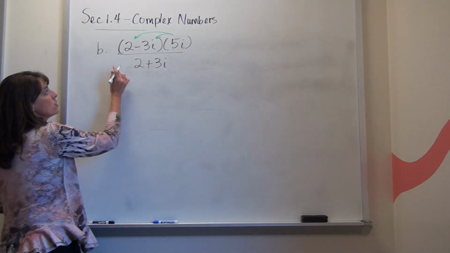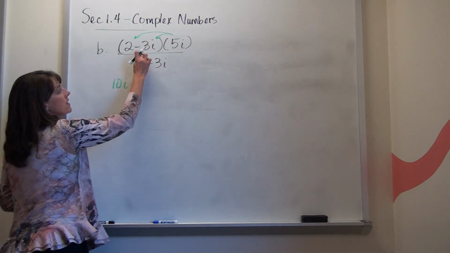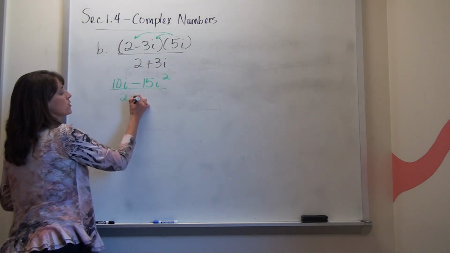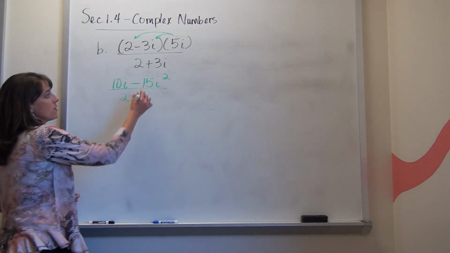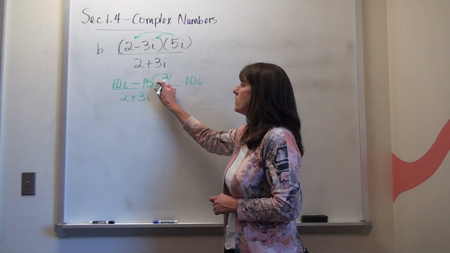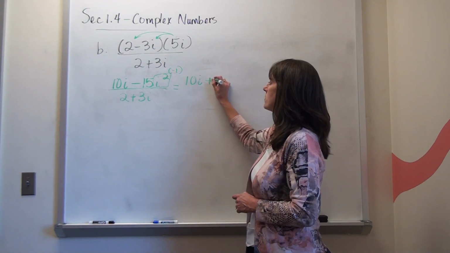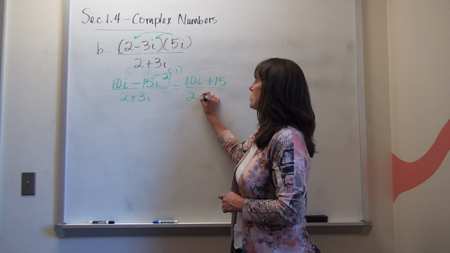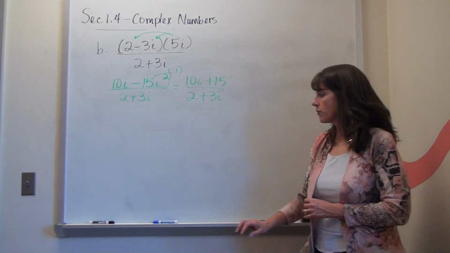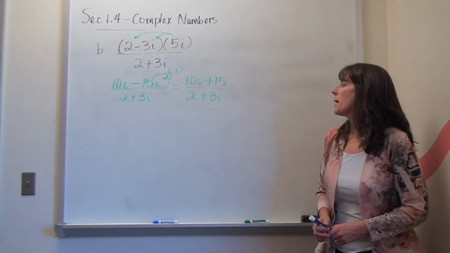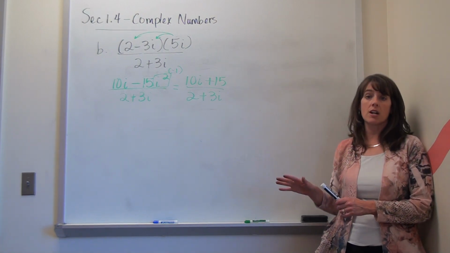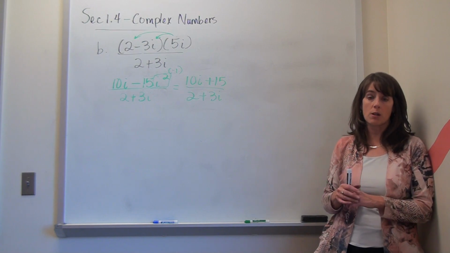So when I do that, 2 times 5i will be a 10i, negative 3i times 5i will be a negative 15i squared, over a 2 plus 3i. But then I'm noticing here that this i squared will be a negative 1. So I have a 10i, and negative 15 times that negative 1 will end up being a positive 15, over a 2 plus 3i. Now remember, we keep talking about putting things in standard form and creating that mathematical mullet, but I'm not going to worry about that too much until the very end. Right now I'm just going to try to get this thing done, and then I'm going to turn it into the standard form at the end of the problem.